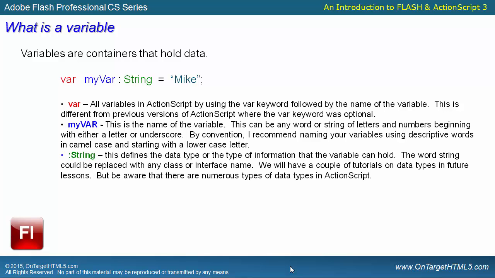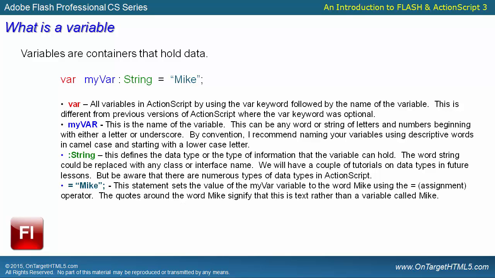Then the string. This is a data type. This defines the data type or the type of information that the variable can hold. The word string could be replaced with any class or interface name, and you'll see that we have many different types of variable types inside ActionScript, as in most programming languages. We have integers, numbers, booleans, strings, but we're going to go through all of those as we go through the tutorials, and we'll have a couple different tutorials just on data types in future lessons. But be aware there are numerous data types available in ActionScript 3.